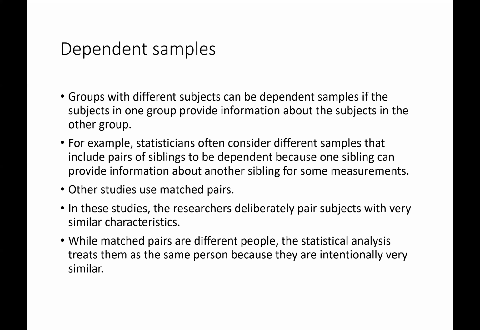Groups with different subjects can be dependent samples if the subjects in one group provide information about the subjects in the other group. For example, statisticians often consider different samples that include pairs of siblings to be dependent because one sibling can provide information about another sibling for some measurements.